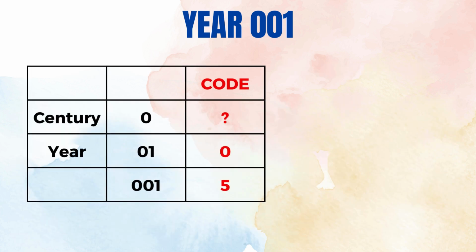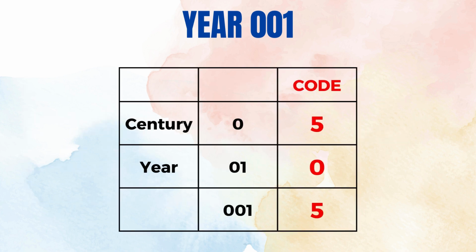What is the century code of year 001? Century is 0, year 01 equals 0, 001 equals 5. X plus 0 equals 5, x equals 5. Century 0 equals 5.